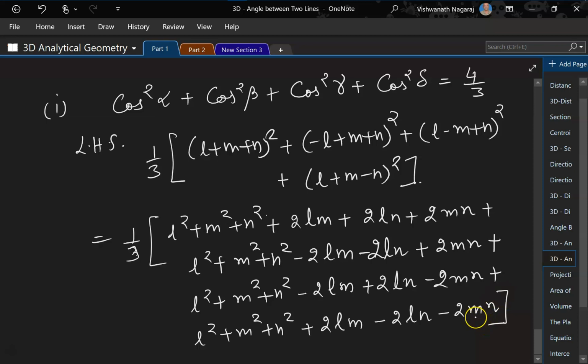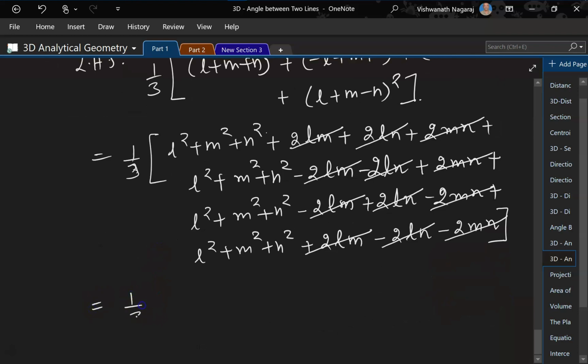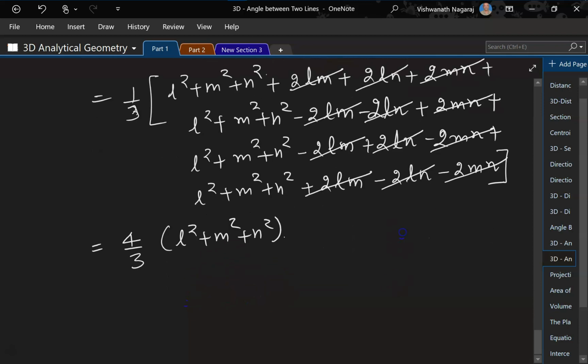Looks very complicated. Let's see whether we can do any cancellations. Plus 2lm minus 2lm minus 2lm plus 2lm, 2ln minus 2ln, 2ln minus 2ln, 2mn minus 2mn, 2mn minus 2mn. So what we are left with is 1 by 3, and if you notice, l square plus m square plus n square appears 4 times. So we can directly say 4 by 3 times l square plus m square plus n square. And we know what that is. This is nothing but 1. So 4 by 3, which is equal to the RHS.